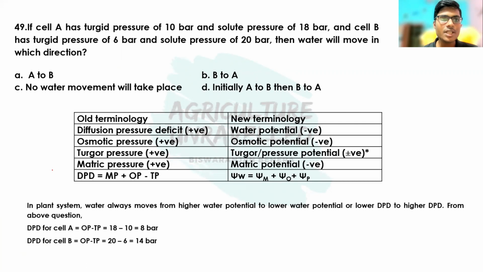Then coming to the next question: if cell A has turgor pressure of 10 bar and solute pressure of 18 bar, and cell B has turgor pressure of 6 bar and solute pressure of 20 bar, then in which direction will water move? Here the question says there are two plant cells, A and B. At A, the turgor pressure is 10 bar and the solute pressure is 18 bar. Similarly, at B, the turgor pressure is 6 bar and the solute pressure is 20 bar. So in which direction will water move?